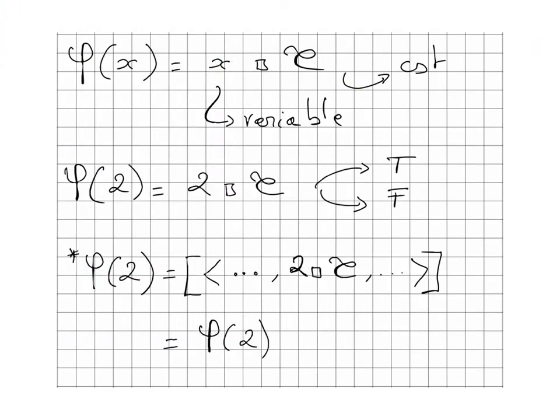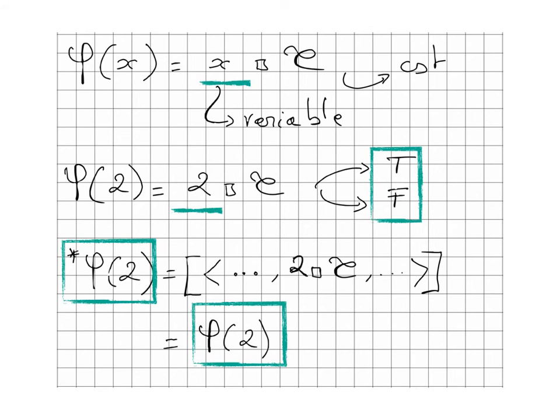Let me now replace the variable by a constant, for example 2. The statement now is either true or false. The extension of this statement is given by the equivalence class of the constant sequence, which is therefore taking the truth value of φ(2). So whatever is the truth value of this statement, the extension must take the same truth value.